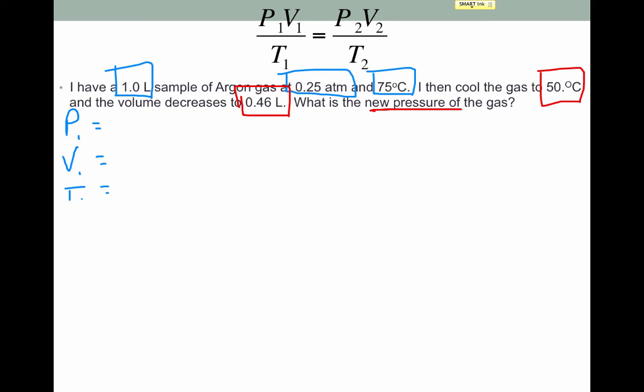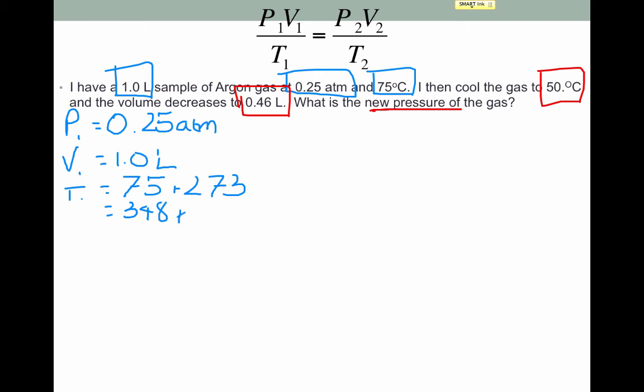Our P1 is 0.25 atm. Our V1 is 1.0 liters. And our T1 is 75 plus 273, which gives us a T1 of 348 Kelvin.